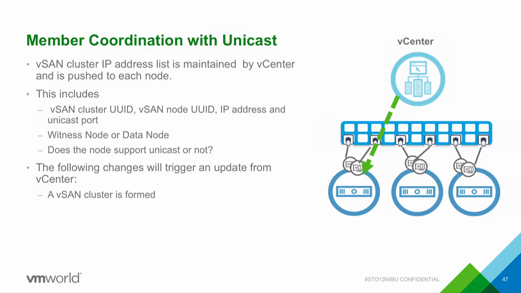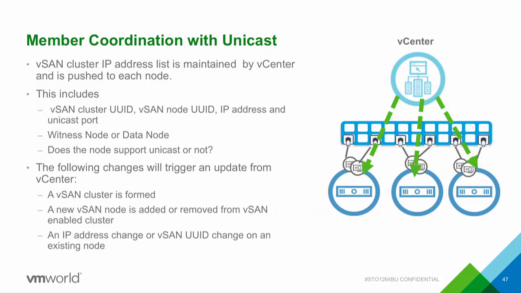So when we form a cluster, obviously membership will need to be found. If we're adding or removing nodes to the cluster, membership needs to be updated as well. And if you do something like an IP address change for the VMkernel interface that manages the vSAN traffic, it'll trigger a change as well. So that's the big difference. We're no longer using IGMP, that group management protocol, for figuring out who's a member of the cluster. vCenter now has that responsibility.